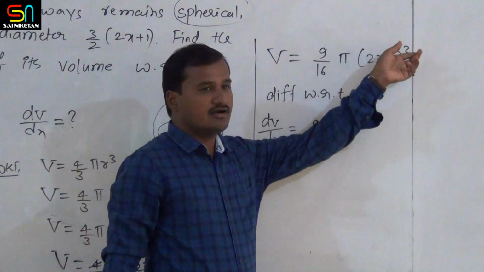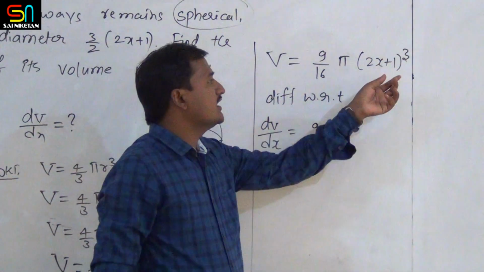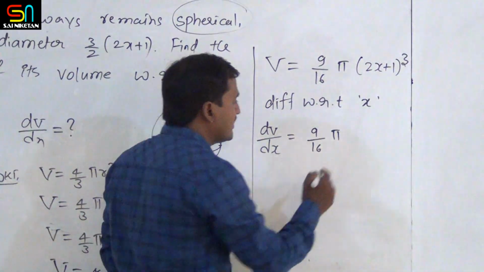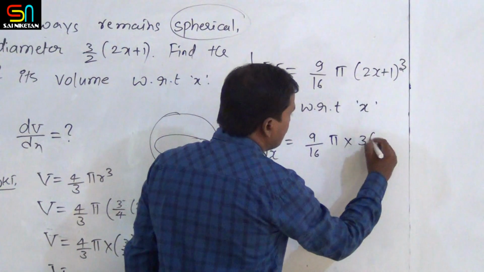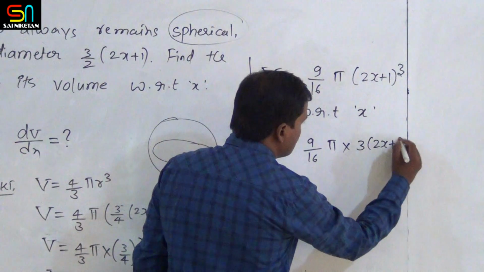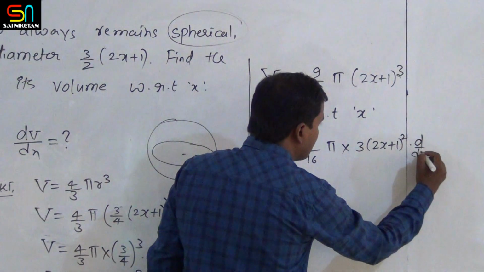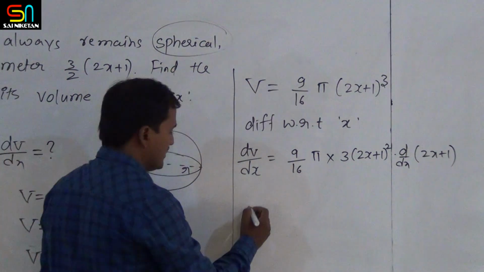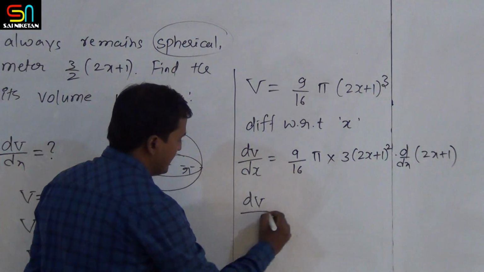So differentiation of x cube is 3x square. Again, instead of x here it is 2x plus 1. So here clearly what you are getting is 3 into (2x plus 1) whole square. Again, differentiate, again the differentiation of 2x plus 1. So clearly what you are getting is dv by dx as it is.